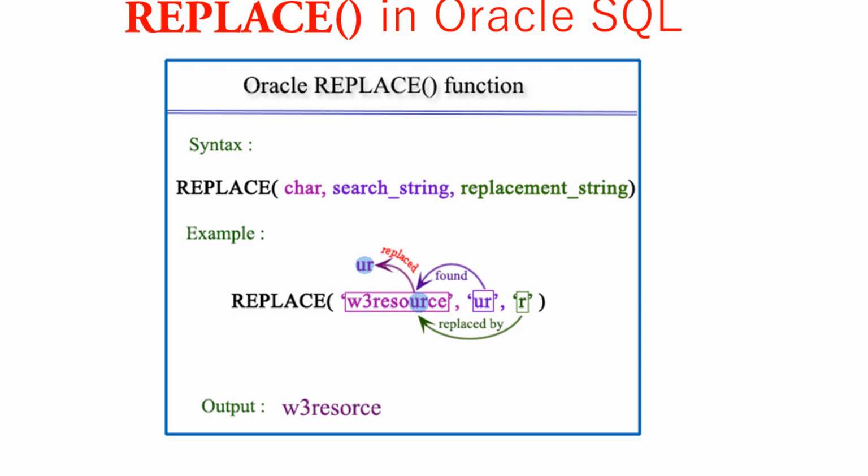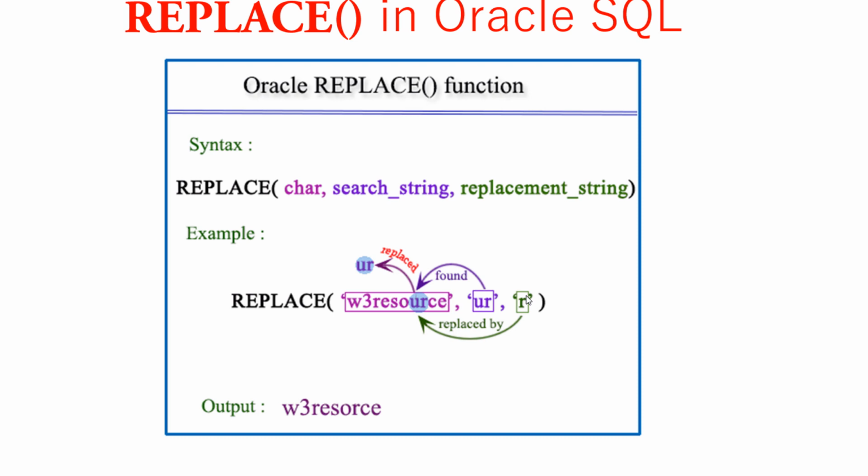Let's take this as an example for REPLACE. If you see in this example, we are passing W3resource as our input string, in the second argument we are passing UR, and in the third argument we are passing only R. So as I mentioned earlier, REPLACE is a string based replacement method. Wherever we have UR, that will get replaced with R. If you see the output here, wherever we have UR, it is marked in the round and it gets replaced with only R, so that we are getting W3resource.